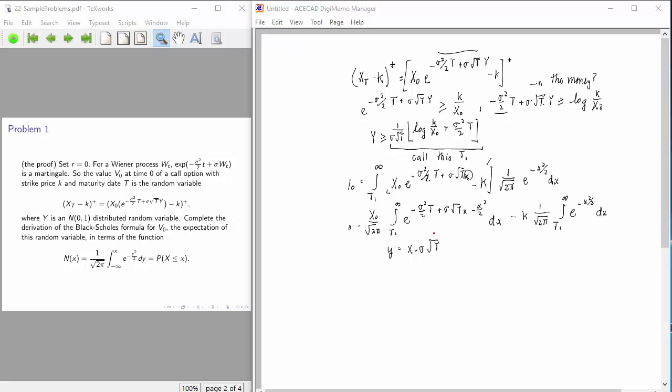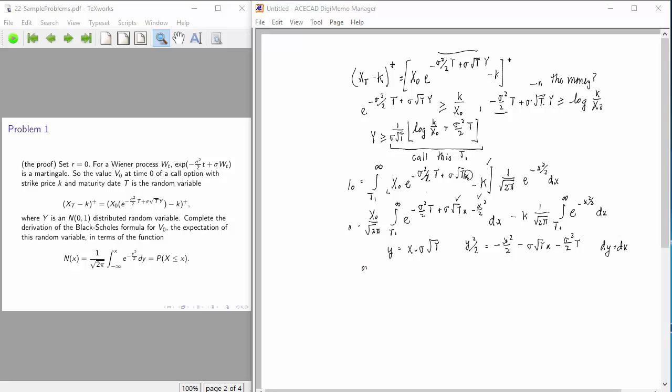Why did I do that? Because then minus y squared over 2 is what? It's minus x squared over 2. Well, we've got that. Minus sigma square root of t times x. We got that. Minus sigma squared over 2 times t. We've got that also. And because this is a simple linear change of variable, dy and dx are both equal.